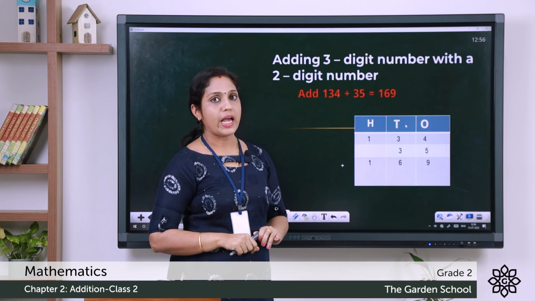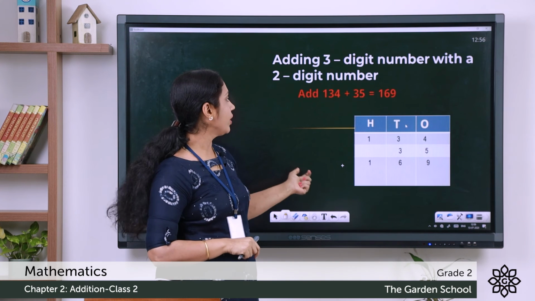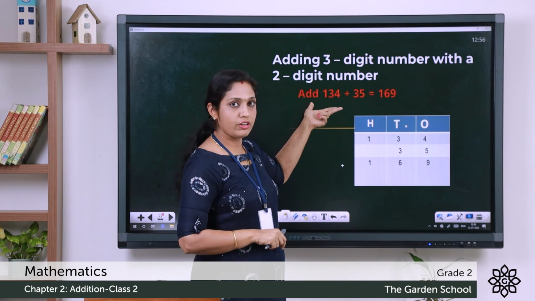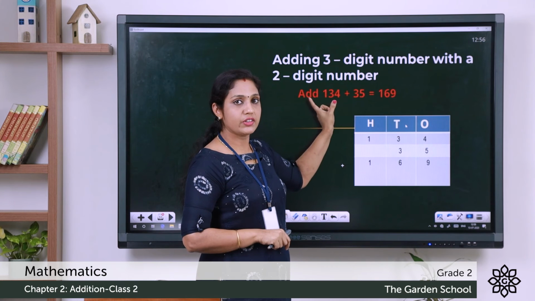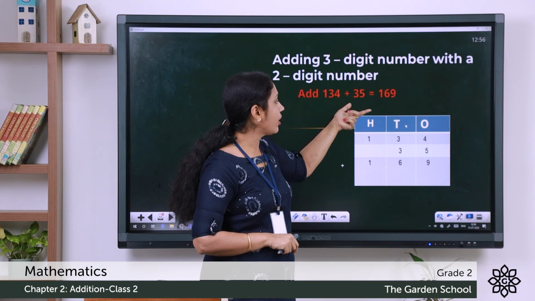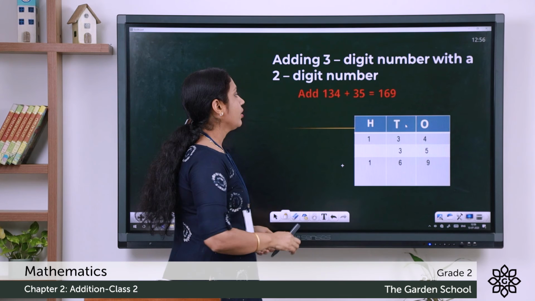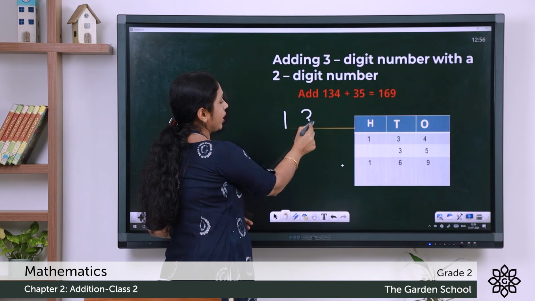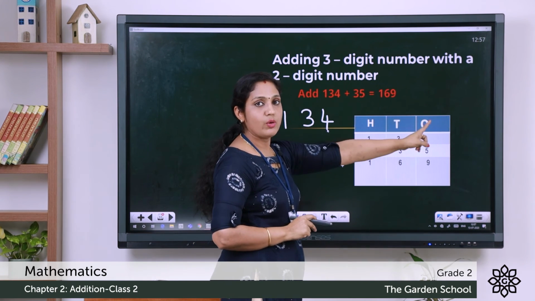Now, here we are going to add a 3-digit number with a 2-digit number. We have 134 plus 35. 134 is a 3-digit number and 35 is a 2-digit number. So, how can we write it? 134 and 35 has tens and ones.